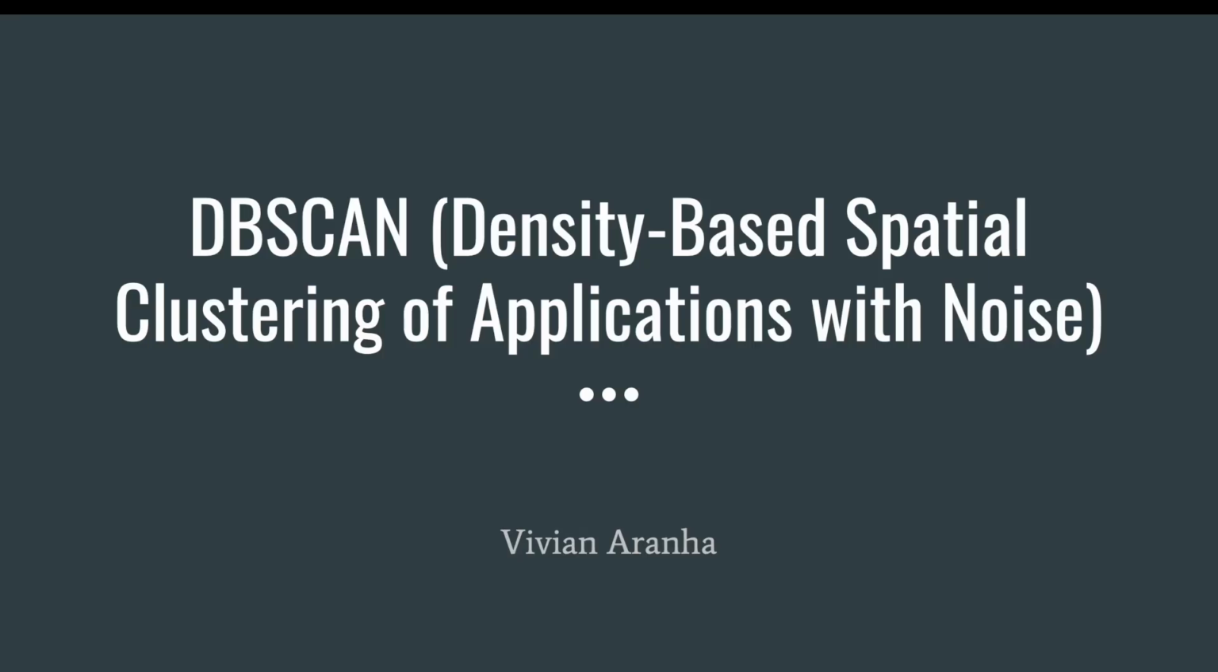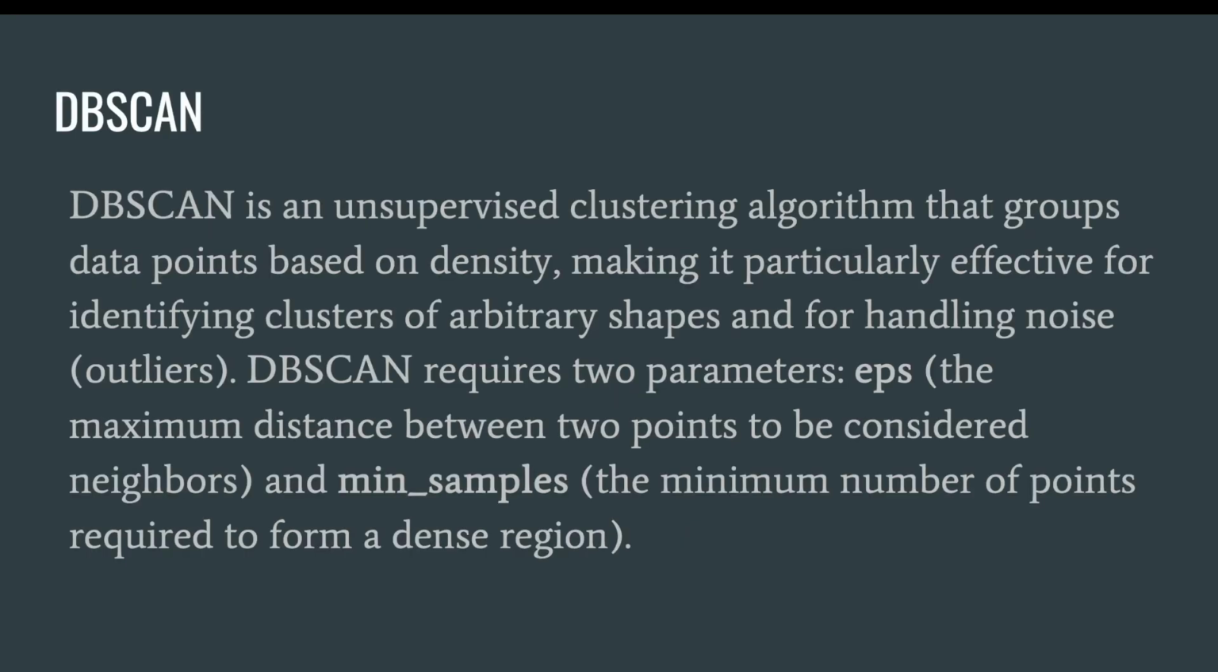DBSCAN, also called density-based spatial clustering of applications with noise, and that's the reason we call it DBSCAN. DBSCAN is an unsupervised clustering algorithm that groups data points based on density, making it particularly effective for identifying clusters of arbitrary shapes and for handling noise, which is outliers. Now, DBSCAN requires two parameters. One is the eps, which is the maximum distance between 2 points to be considered neighbors, and min_samples, which is the minimum number of points required to form a dense region.